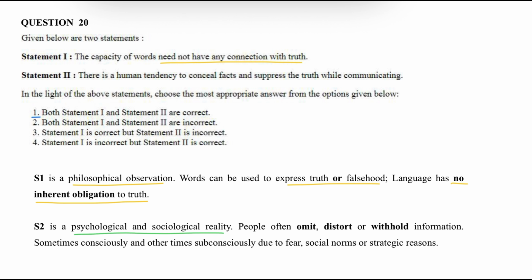Statement 2 is a psychological and social reality. People often omit, distort, or withhold information, sometimes consciously and other times subconsciously, due to fear, social norms, or strategic reasons. So, statement 2 is also correct. There is a human tendency to conceal facts and suppress the truth while communicating. Both statements are correct. Correct answer is option 1.